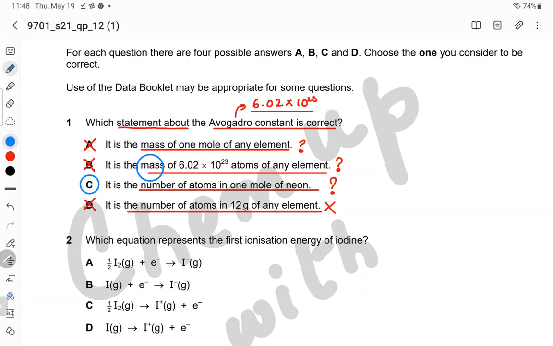and D is incorrect as well because they say in 12 grams, so that is wrong. They specified the mass, so we can't specify the mass. For example, if I talk about oxygen, oxygen has a mass of 16, right? And hydrogen has a mass of 1. So if I take 6.02 exponent 23 atoms of oxygen, and 6.02 exponent 23 atoms of hydrogen, both have different masses, but the number of atoms must be the same, that is 6.02 exponent 23. Is it clear to everyone?